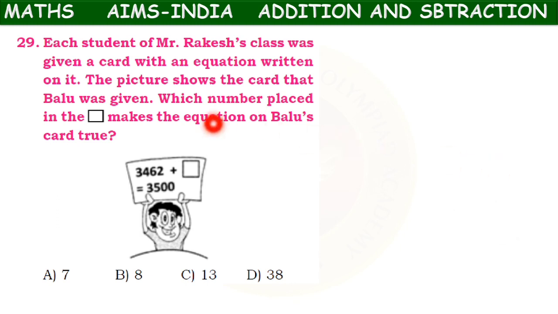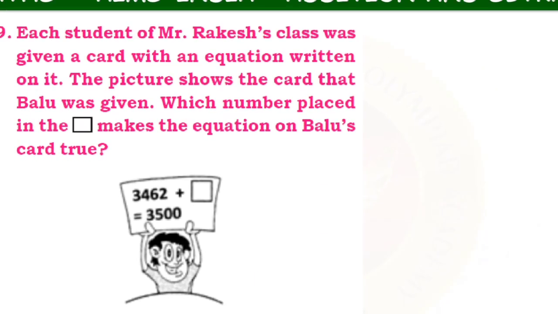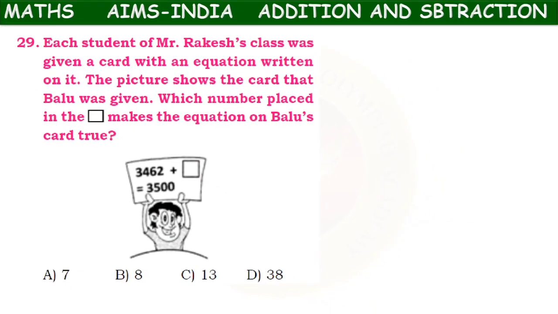Question number 29. Each student of Mr. Rakesh's class was given a card with an equation written. The picture shows the card that Balu was given. Which number placed in the box makes the equation on Balu's card true? See, here we are having an addend plus dash is equal to sum. We are having one addend and we are having the sum. We need to find out the other addend. How do we do that, children?